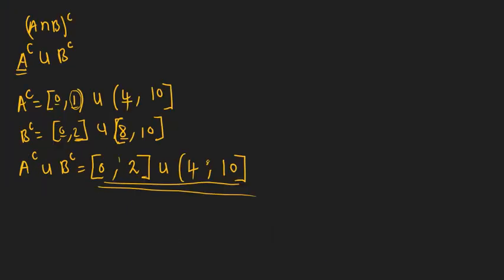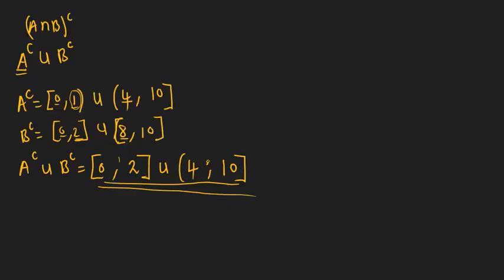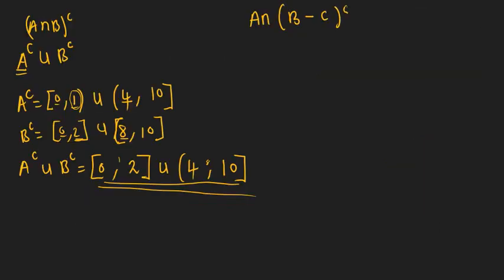So now we find this set. They are saying A intersection B minus C complement, like that.